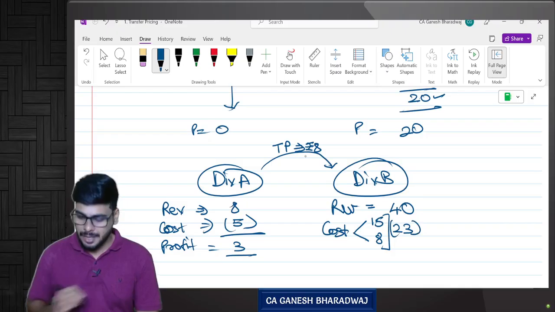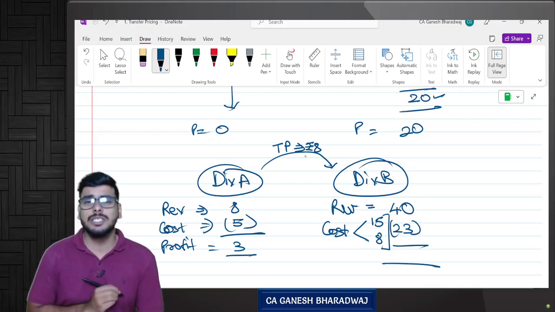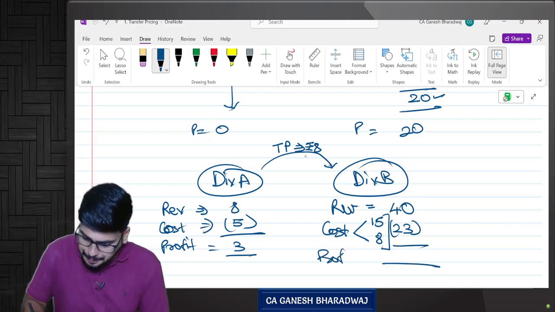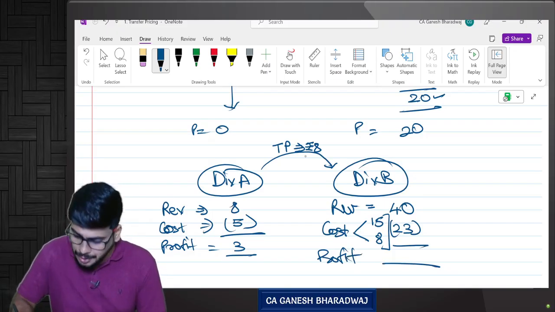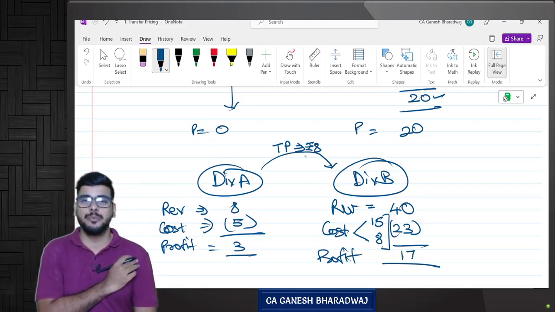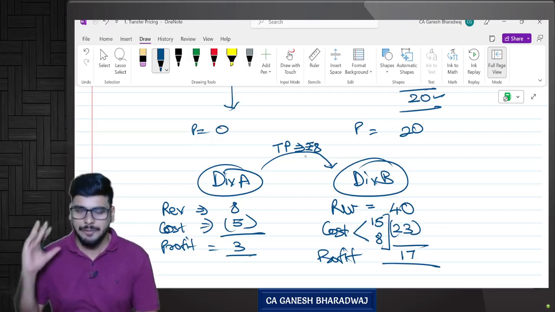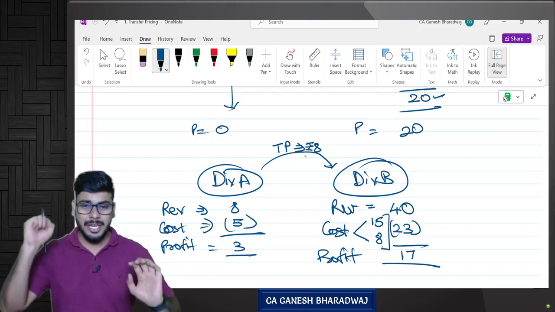Yes or no? Right? So now if you see here, what is the overall profit that is being mentioned? It is going to be 17 rupees. It is going to be 17 rupees for division B. Now forget division A, division B.